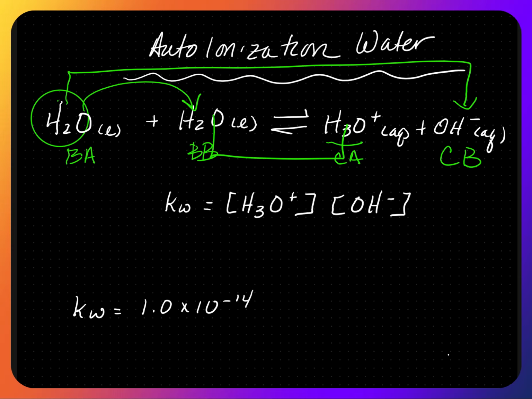So we could write our equilibrium constant. The general formula for the equilibrium constant is K is equal to products over reactants. My products are H3O+ and OH-. We don't have any reactants because these are both in the liquid state. And remember, Kw is equal to 1.0 times 10 to the negative 14th at room temperature.